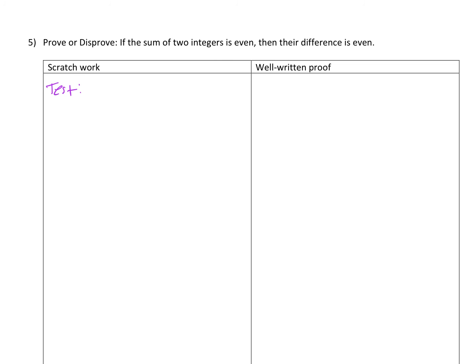So let's see, the sum of two integers is even. Okay, so 8 is even. I'm going to write that as the sum of two integers, like 3 and 5. Does that mean that their difference is even? If I do 3 minus 5, I get -2. So 3 and 5, their sum is even and their difference is even. So that works.